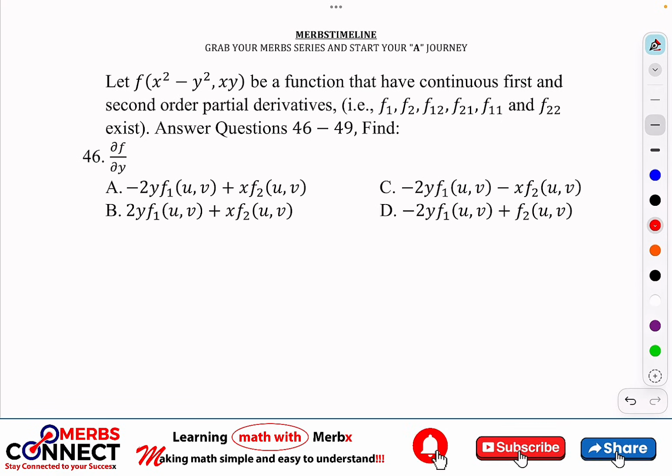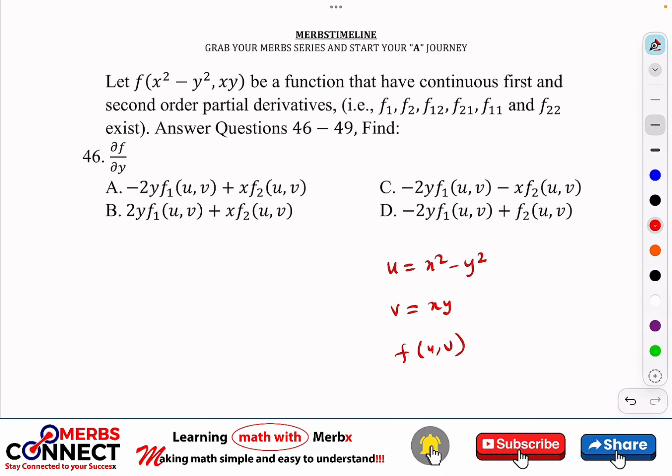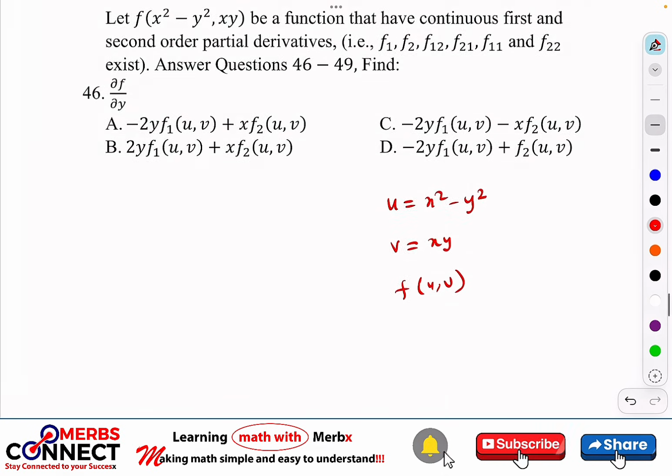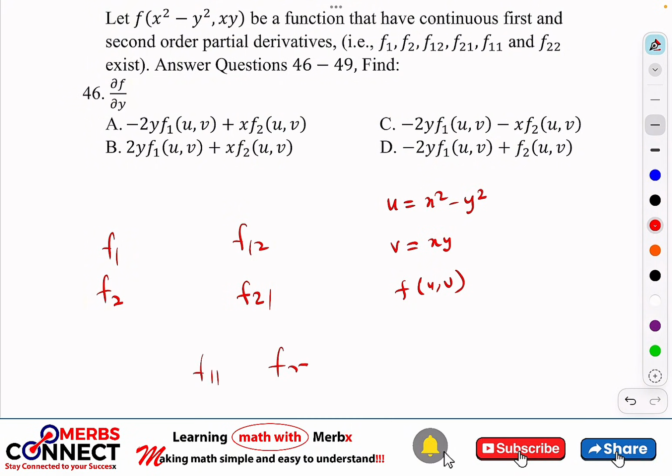Okay, let me show you what you can do here. I think we've done this one before. So here, let u be equal to x squared minus y squared, and v be equal to xy. So this will become uv. We've done this one before, so please do everything. We need f1, f2, f12, f21, f11, and f22.